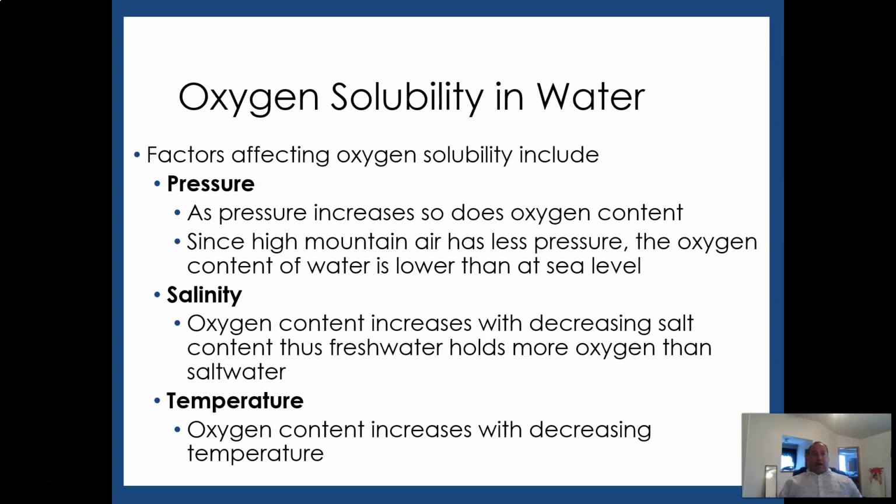So why do we see a lot of fish populations at lower elevations? It's because there's more oxygen content at lower elevations. If you head up to really high elevations, you're not going to get big, huge populations of fish because of the amount of pressure. As you have more pressure, you have more oxygen.